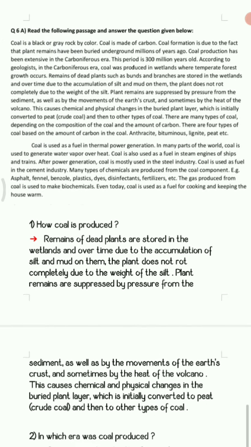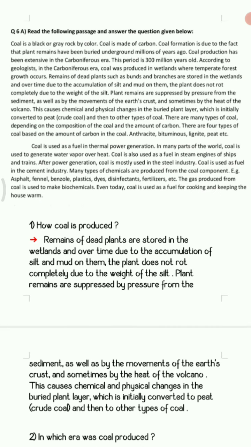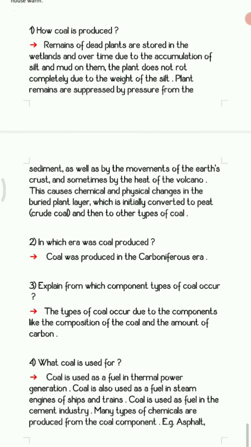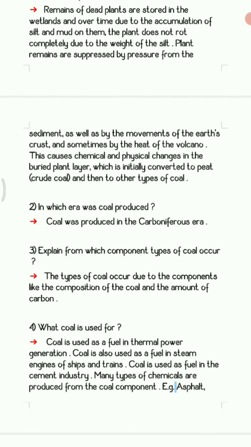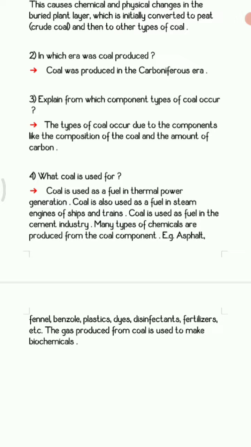The next passage starts from: coal is a black or grey rock by color. So the next passage is on coal. These are the question answers for it. How is coal produced? In which era was it produced? Explain from which component types of coal occur. So these are all the question answers.